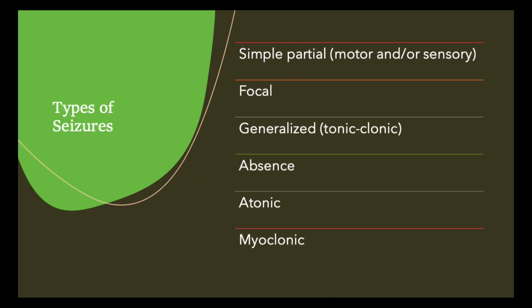Types of seizures can range from simple partial seizures, which include perhaps subtle motor or sensory deficits, to generalized tonic-clonic seizures, which typically involve the entire body. However, there are also more rare types of seizures, such as absence seizures or staring spells, atonic seizures, where the patient loses all skeletal muscle tone, and myoclonic seizures, which are characterized by jerking movements.